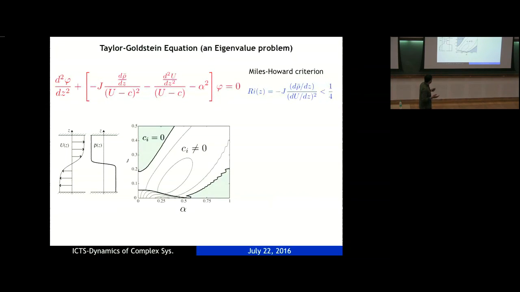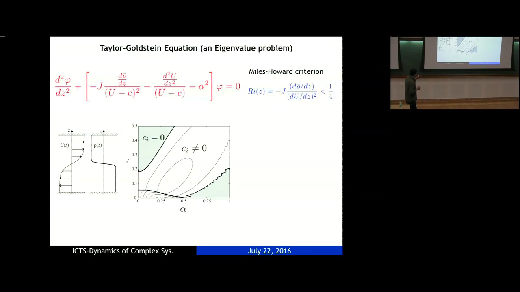When Ci is not zero, in this white region, these are the wave numbers where you will get growth. And maximum growth occurs somewhere here, for that value of J, the non-dimensional number, which is very important here, right?